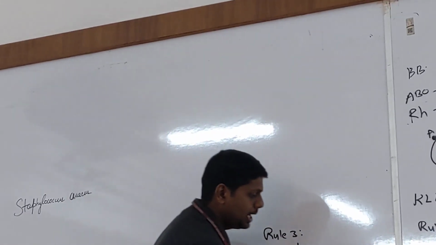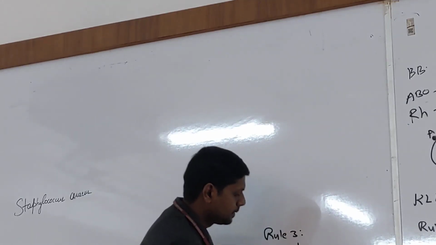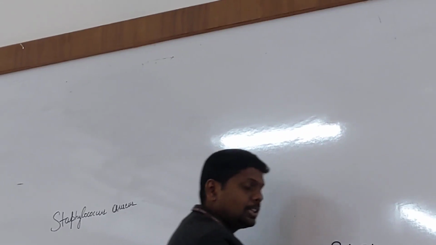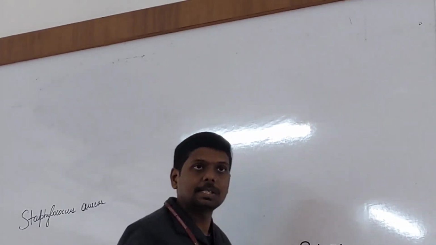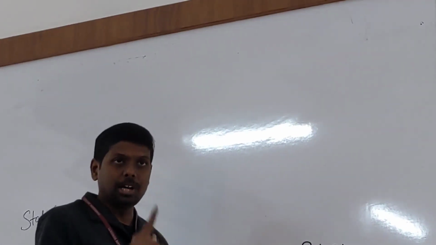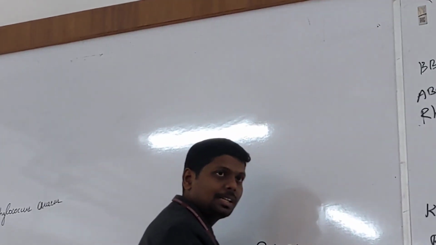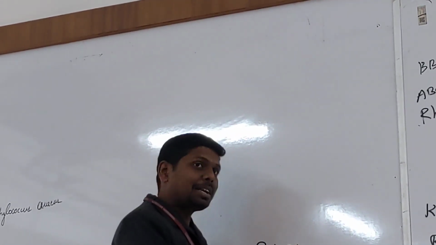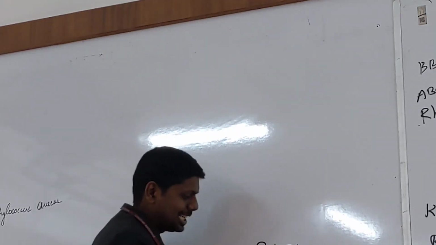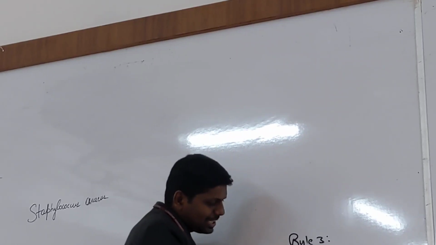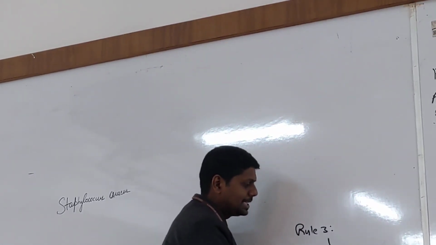Recipient should not have any antibodies targeting donor cells. Recipient must not have any antibodies targeting donor cells. Have you understood what I said? Recipient should not have any antibodies targeting donor cells. But this rule is not stating about the other thing. This rule says that donor can have antibodies targeting recipient cells, but okay.